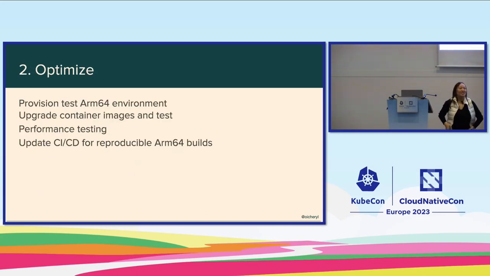The second phase is optimize. It's pretty easy to provision a test ARM environment. You can just spin it up on a public cloud. Then you start working on all these little upgrades and making all the changes, adding in all the if statements for where stuff runs on different architectures. Hopefully you also have an idea of what metrics you care about, so you can do some performance testing on it. And you can also upgrade your CI/CD in parallel.